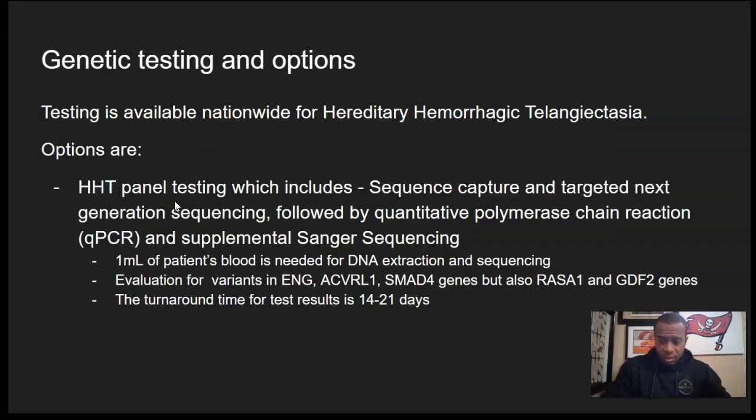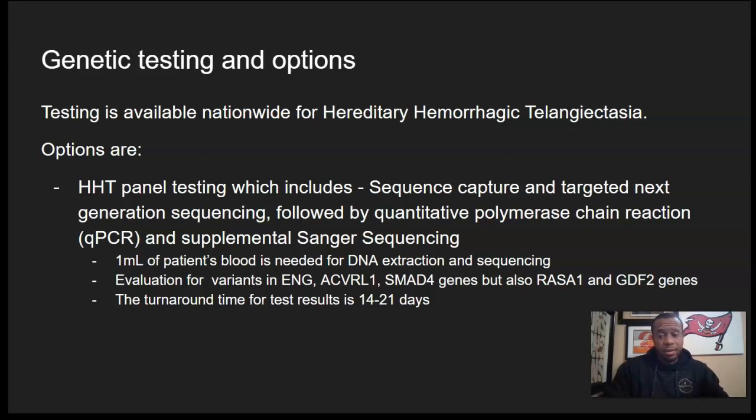As far as the testing is concerned, testing is available nationwide, and it includes a panel screening, which is a genome sequence capture, targeted next generation sequencing, followed by a qPCR, or quantitative polymerase chain reaction, and supplemental Sanger sequencing. This is a blood draw. You need about 1 ml for DNA extraction and sequencing.